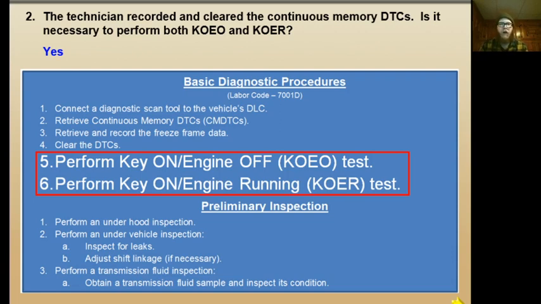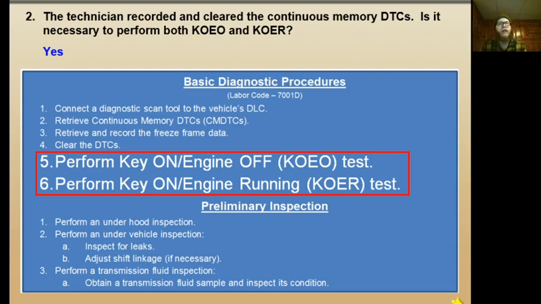But the long and short is key on engine off codes are almost guaranteed to be an electrical failure. That negative 40 degrees for the temperature sensor is basically an open. It's the highest value that the PID can display, and it's because the circuit has a lot of resistance in it, so the computer's going to have to think a little bit about that one. We will then perform the key on engine running test as well.